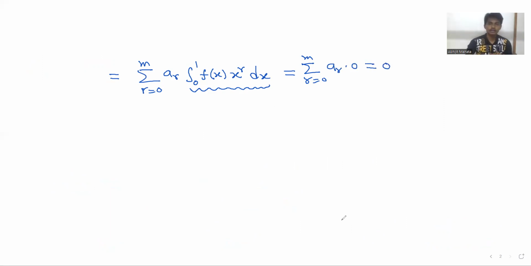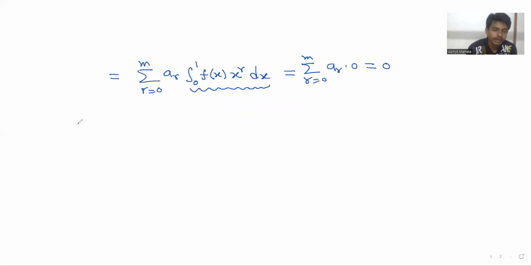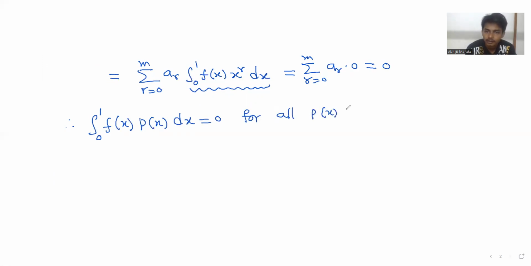So what we are getting is that not just x to the power n, the integral is still 0 if we take the multiplication of f(x) with any polynomial and take the integration. So let me write here: the integration from 0 to 1 of f(x) p(x) dx equals 0. This is true for all polynomials p(x) in R[x]. So this is all polynomials whose coefficients are real numbers.